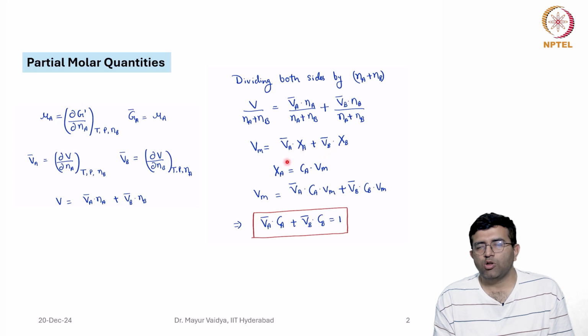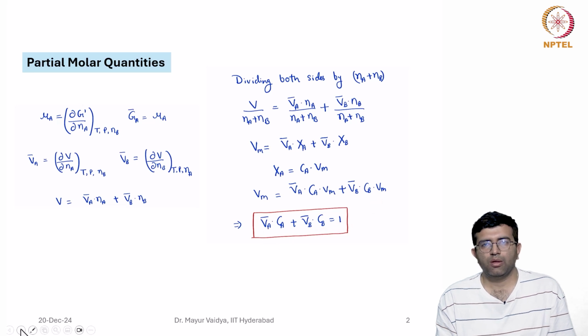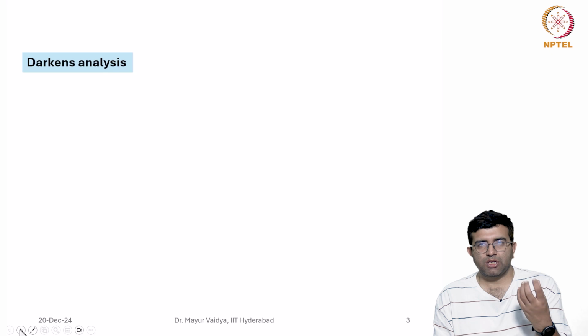Now, Xa can also be written as Ca into Vm. See, Ca is nothing but moles per unit volume, and the partial molar volume is volume divided by the total number of moles. So, that is equal to the mole fraction. Now, Vm therefore can be written as Va bar into Ca into Vm plus Vb bar into Cb into Vm. So, if you cancel Vm on both sides, what you get is Va bar into Ca plus Vb bar into Cb is equal to 1. We will use that expression very soon.